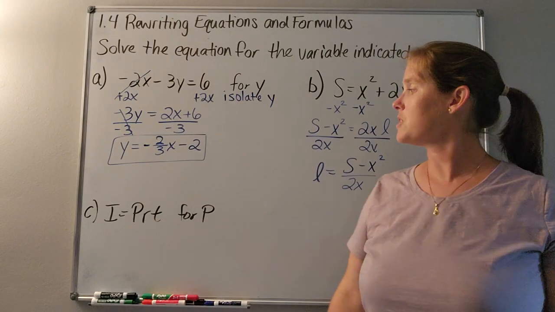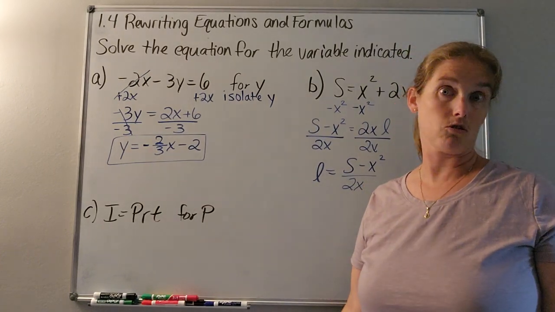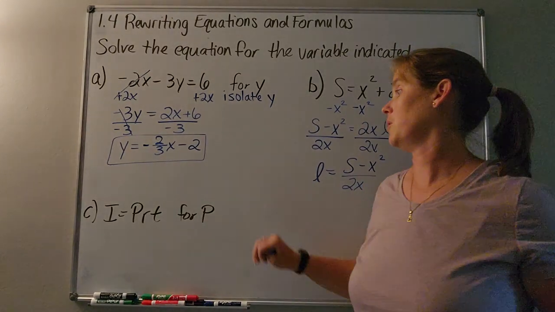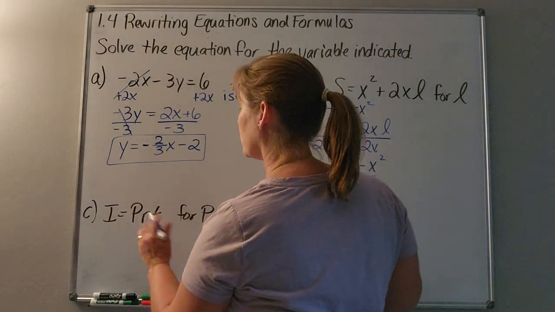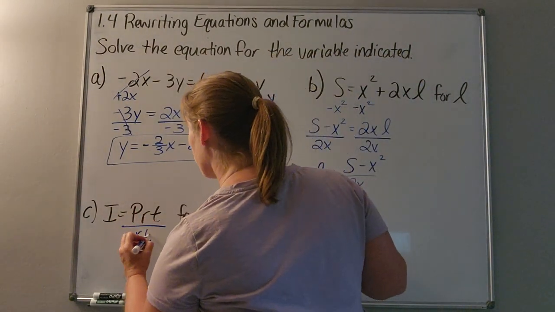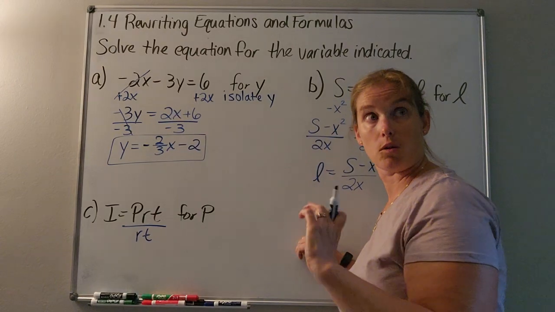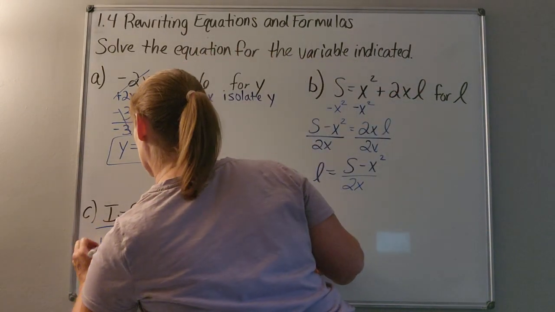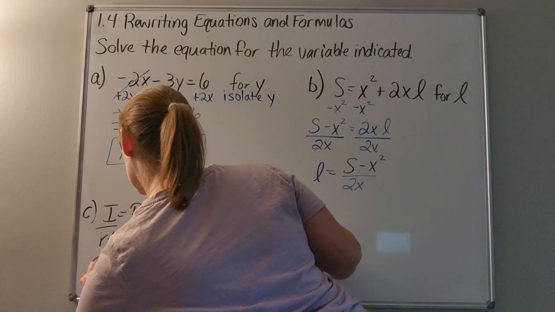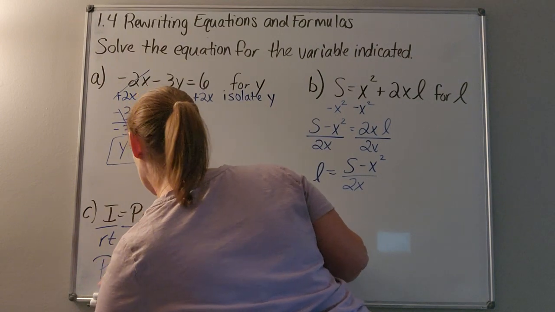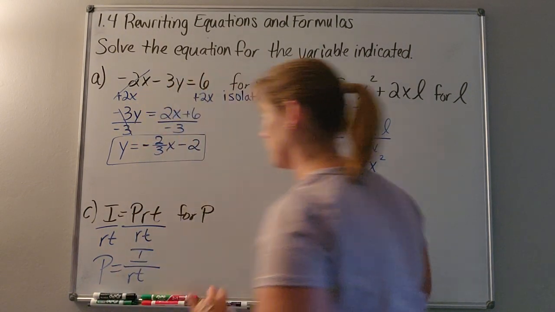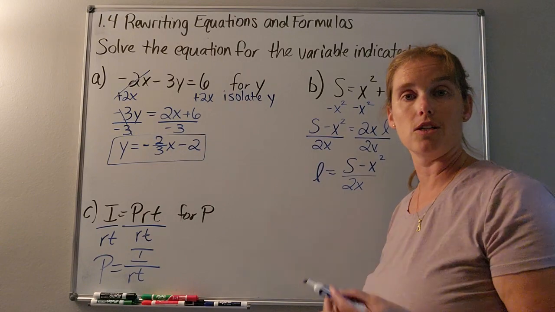All right, one more. Interest equals principal times rate times time. Simple interest formula. We need to solve for the principal. All of this is multiplication, so we can divide by both of those things put together, rate and time right together. Divide both sides by RT. Principal is equal to the amount of interest divided by the rate times time. There you go. That's all you got to do for that one.